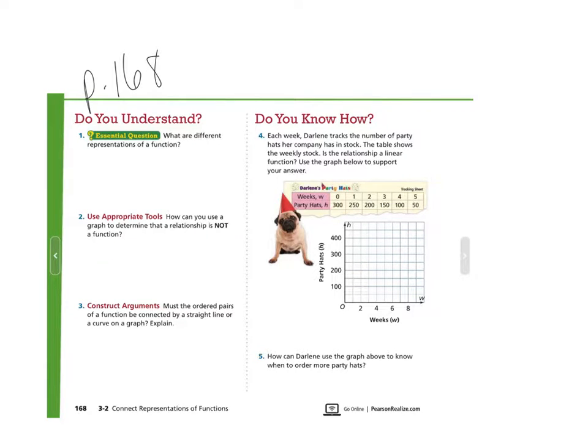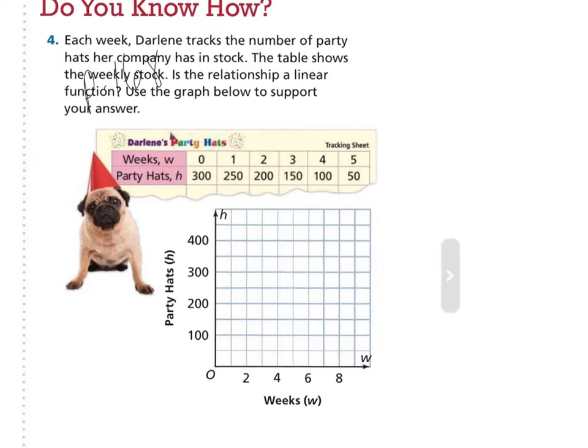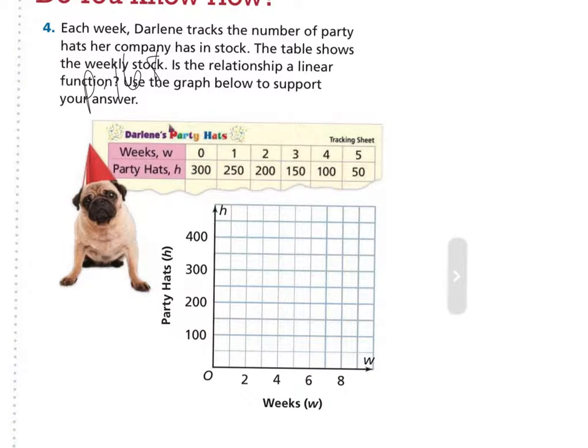Page 168, picking up with lesson 3.2. We talked about yesterday on number 4 how many party hats and how many weeks it was. So 0, 300, they're starting out with 300 party hats, and then this is going down by 50 party hats each week.